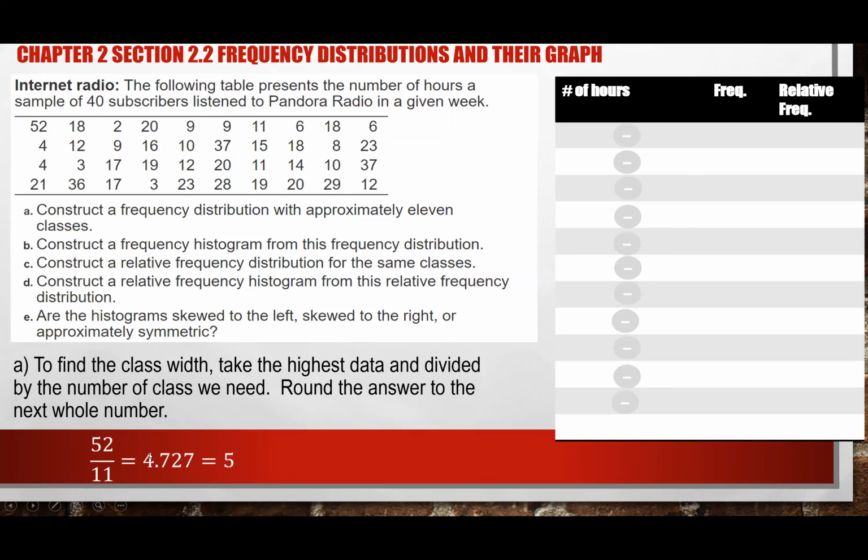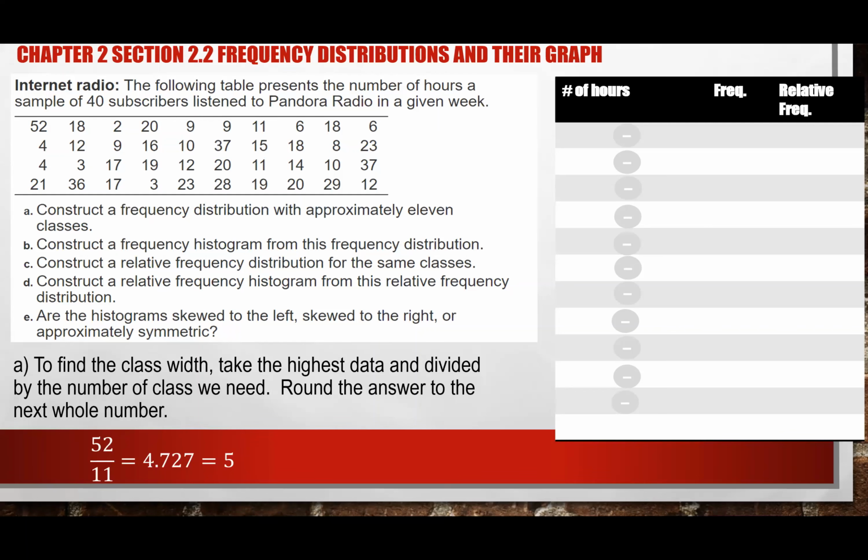I have 4.727. And like I mentioned to you guys, in this class there are a few different rules of rounding. Because we deal with discrete data, like the number of subscribers, and we cannot count half of a person or half of a subscriber, for your number of classes you always go up to the whole number.